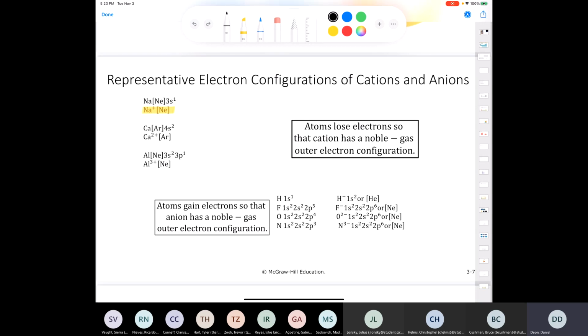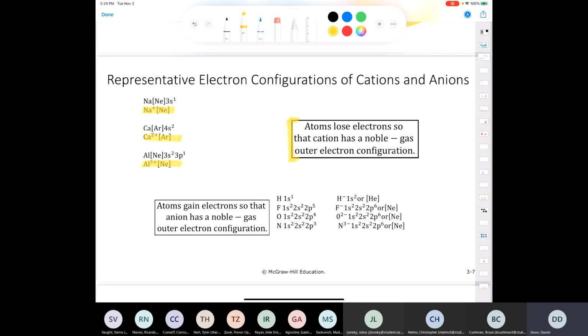Why does sodium always form that +1 charge? Why does calcium always form a +2 charge? Why does aluminum always form a +3 charge? There's a really good reason for that, and the reason is shown right here. Atoms tend to lose electrons so that the cation has a noble gas outer electron configuration. Look, let me put it to you this way. All atoms have an identity crisis.